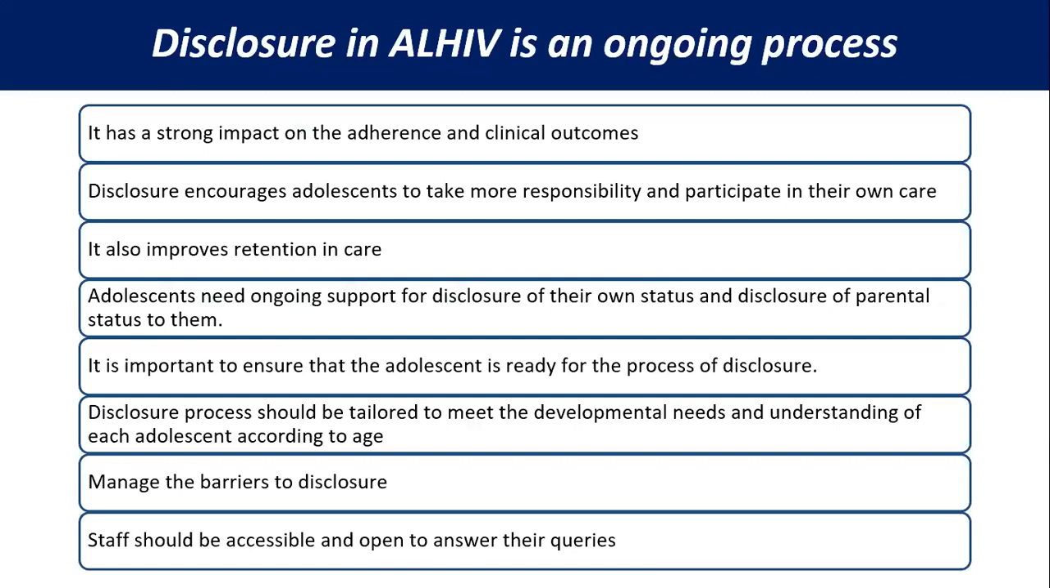Now, disclosure in HIV is also an ongoing process. It has a strong impact on adherence and clinical outcome. Disclosure encourages the adolescent to take more responsibility and participate in their own care. It also improves retention in care. Adolescents need ongoing support for disclosure of their own status and disclosure of parental status. It is important to ensure that the adolescent is ready for the process of disclosure. The disclosure process should be tailored to meet the developmental needs and understanding of the adolescent according to age.